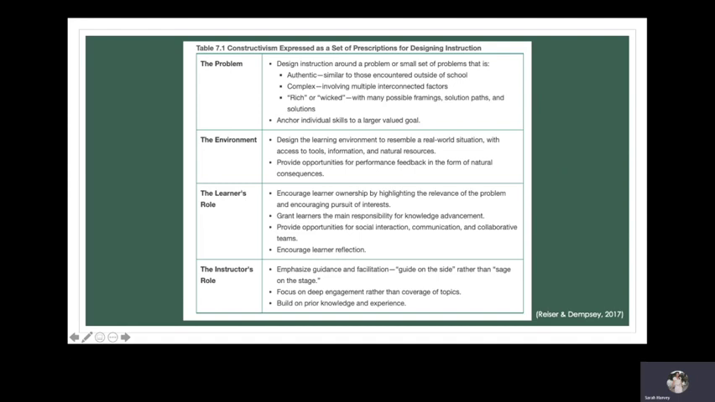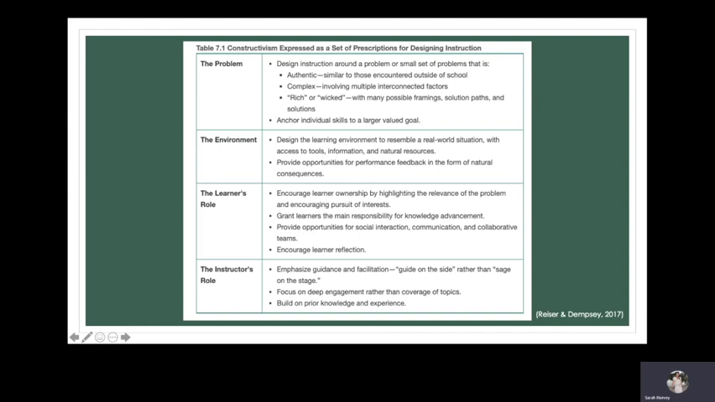So students are presented with a problem and it is up to them to kind of come up with and work towards a solution. Then for our environment, as educators, we want to make sure that we're creating a conducive learning environment that is similar to real world situations so they can apply those concepts and things that they learned in the real world. Then we have the learner's role, which is encouraging learner ownership by highlighting the relevance of the problem and encouraging pursuit of interest.